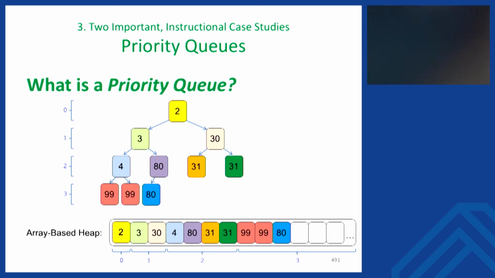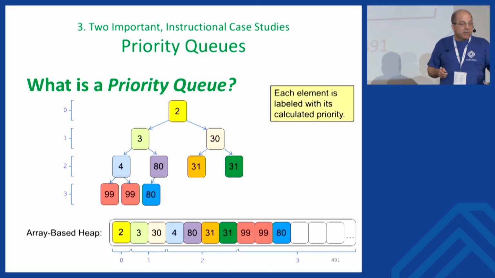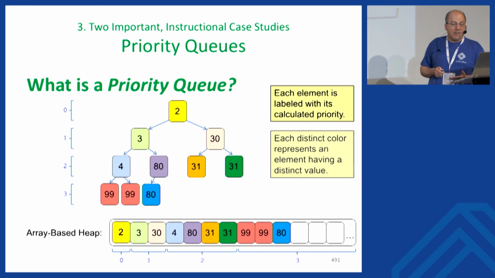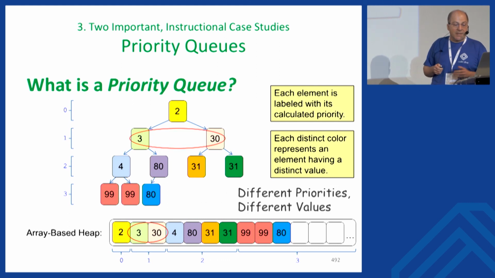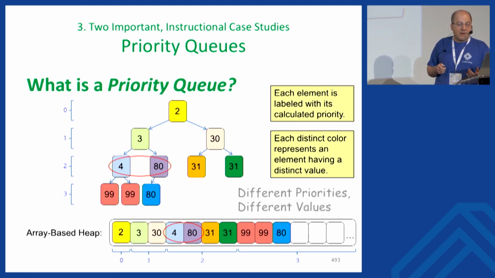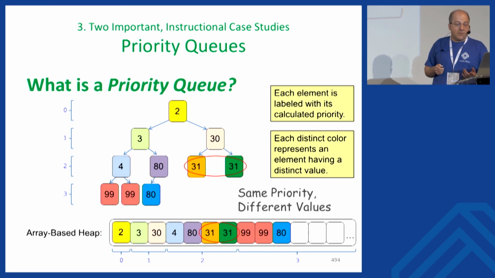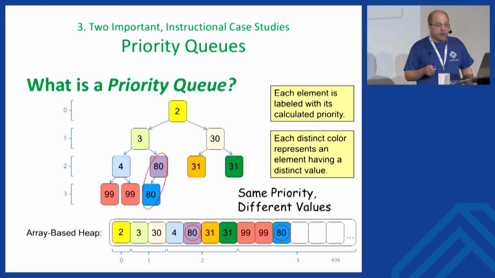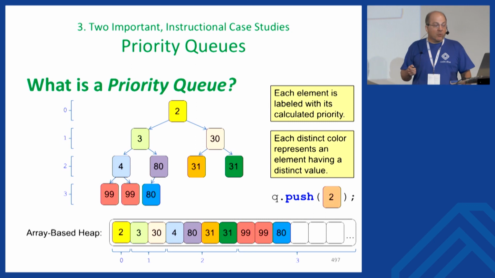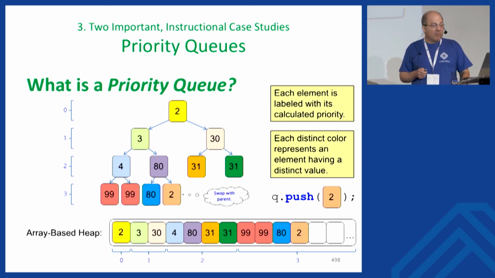So this is how a priority queue works, and I'll just go through this really quickly. Each element is labeled with its calculated priority. Each distance color represents an element having a distinct value. And so if I assert top 2, you see, yes, different priorities, different values; same priority, different values; same priority, same value; and same priority, different values. So if we push 2, we put it at the end, and then we bubble it up, and you can see how that works. Okay, and then it doesn't go any further.